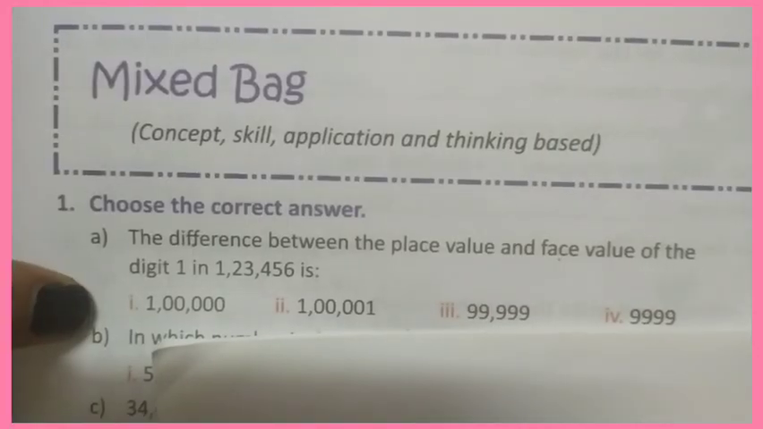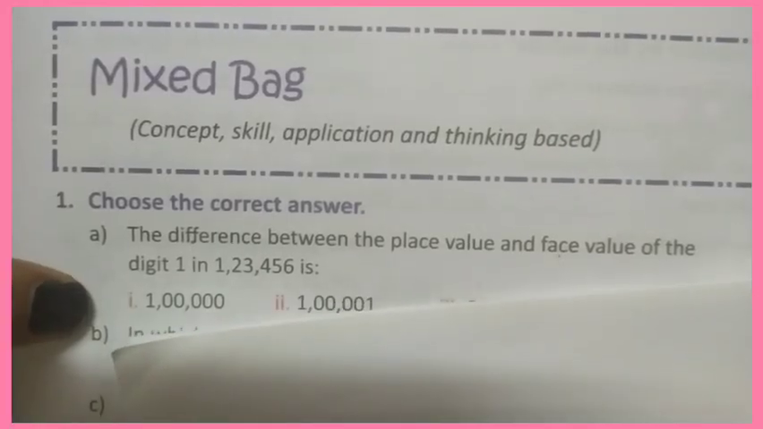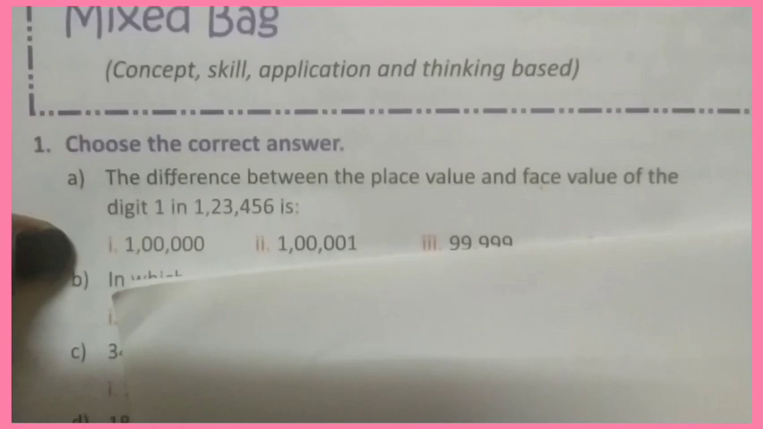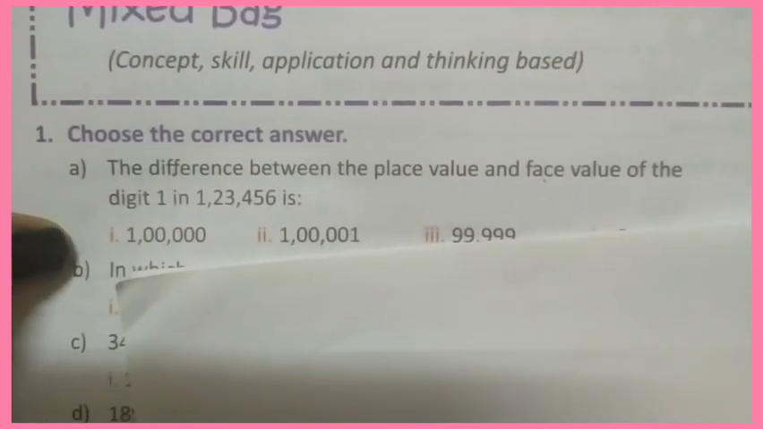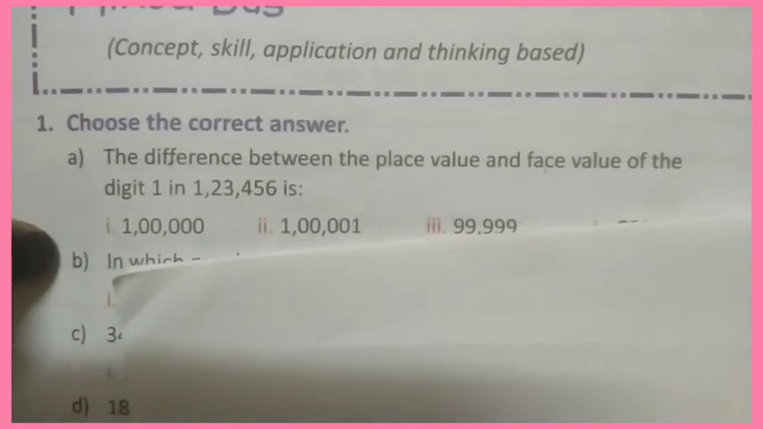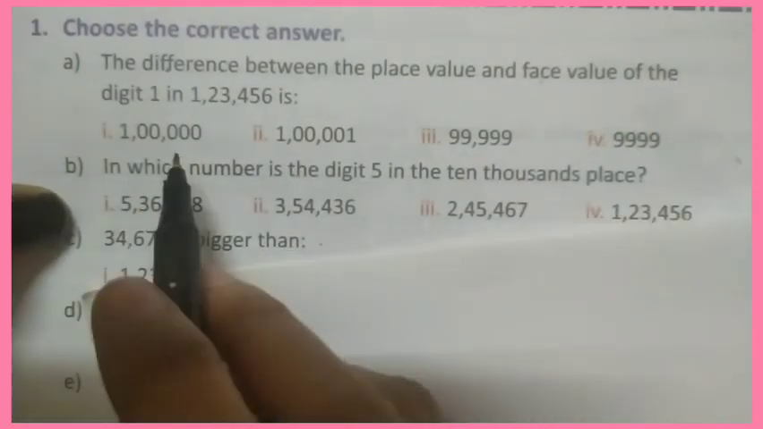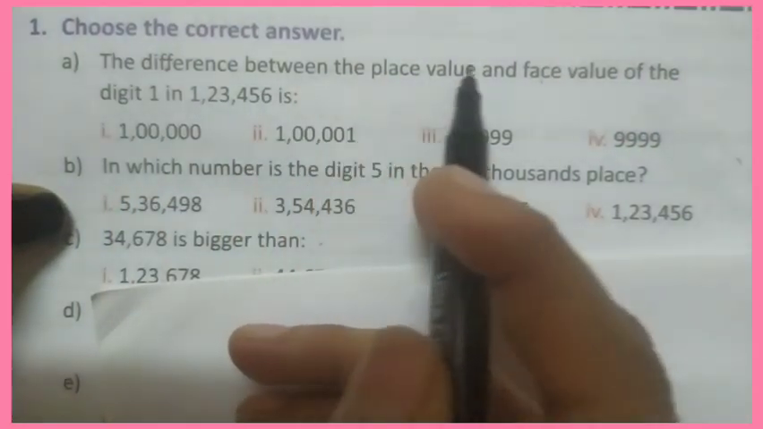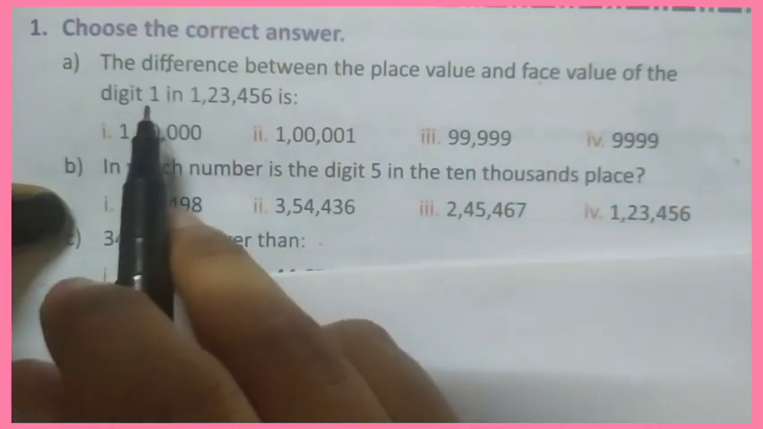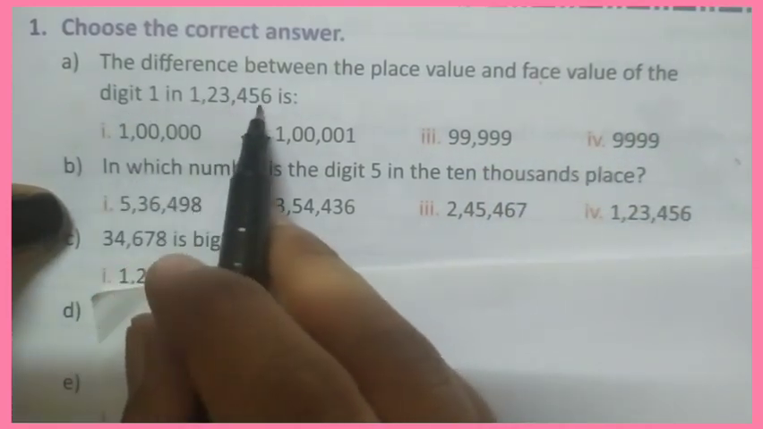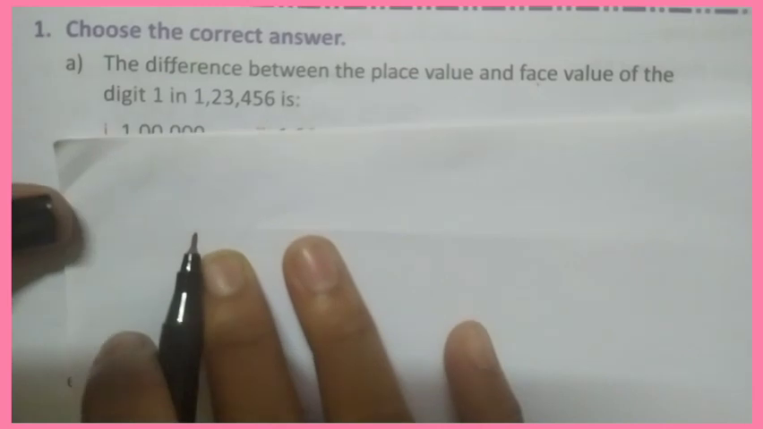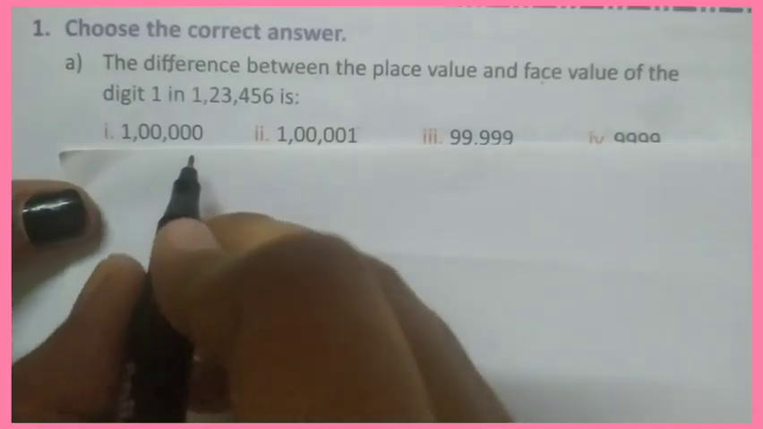Okay, look here, textbook page number 95. This is homework for you, mixed bag problems. I will explain one problem in every bit. You have to do the remaining problems. Okay, choose the correct answers. The difference between the place value and face value of the digit 1 in 1,23,456.